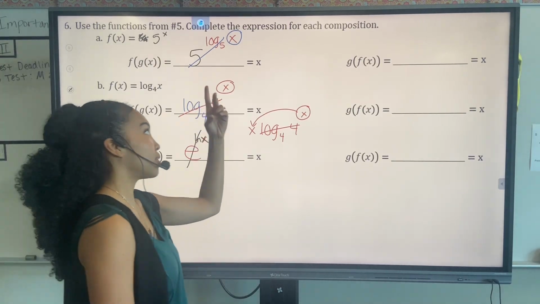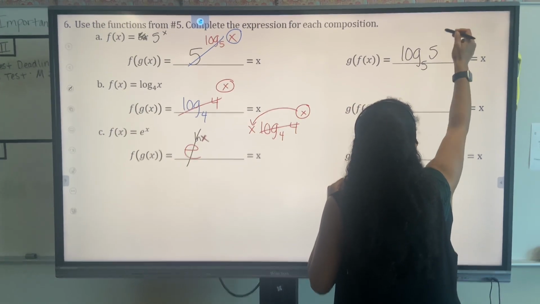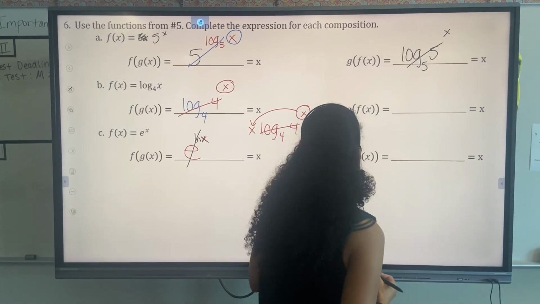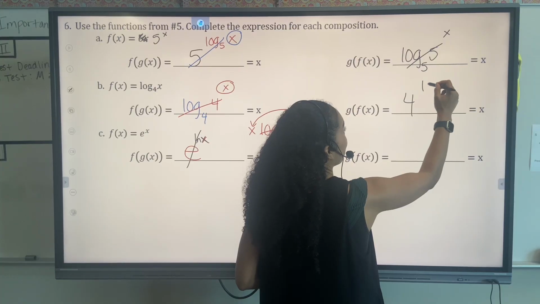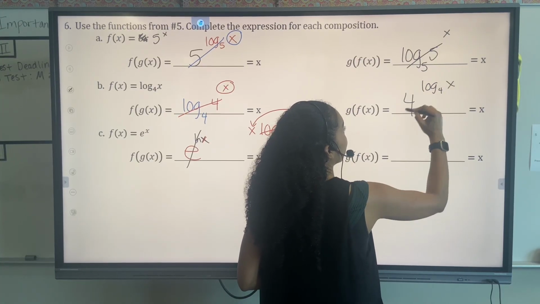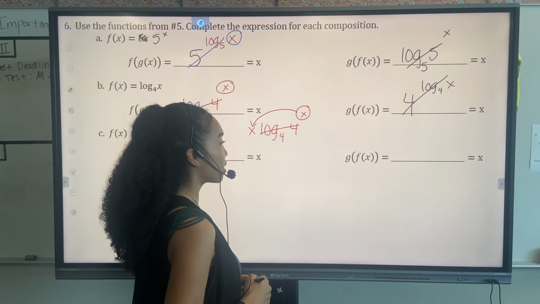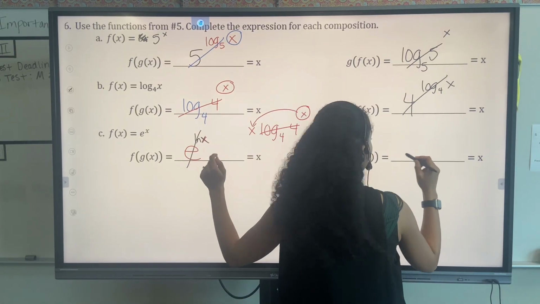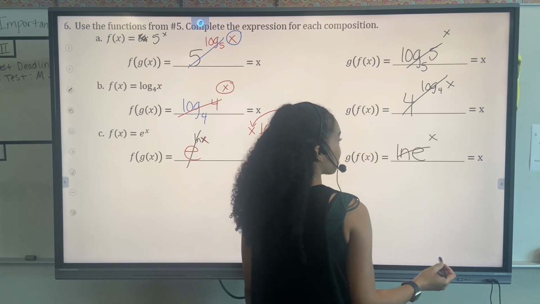Now let's do it the other way. So let's say I have log with the base 5. I'm going to plug in 5 to the x. Those cancel. Say I have 4 to the power of x. I'll plug in the log. Those cancel. Inverses always cancel out. You're left with x. And then our last one. Let's do ln, natural log. We're going to plug in e to the x. Those cancel. You're left with x.